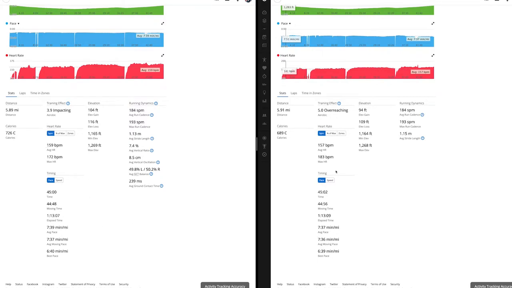So average heart rate, this undershot by 2 beats per minute. This is probably the reason why the calories are off. Obviously, there are other things involved with the calories. Even 2 beats per minute average over 45 minutes equals like 18 calories or something like that. That probably has something to do with that.